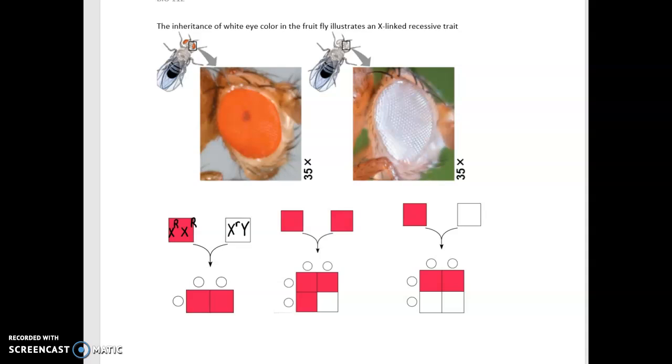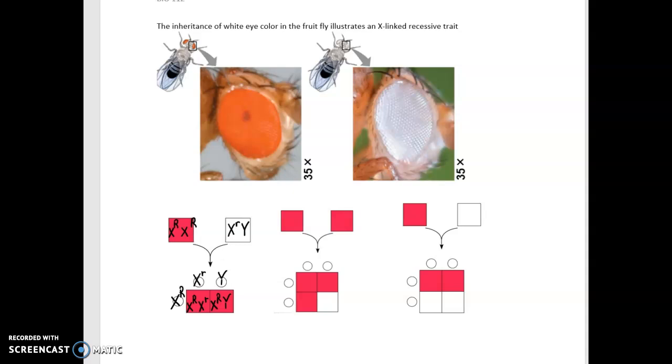So when they make their gametes, the female will make gametes that are all X with that capital R, and the male will make gametes that are X with the recessive and Y with no gene. The offspring will be X with the capital R, X with the recessive. And so the females will all have red eyes. The males will also have red eyes because they'll get a dominant gene from that X.